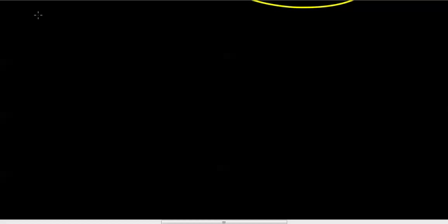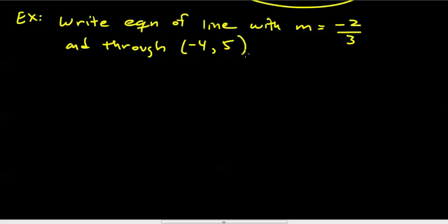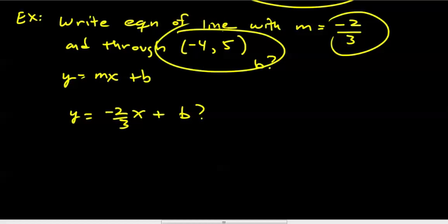Alright, up the ladder we go. Another example. Write equation of line with a slope of minus 2/3. A fractional slope, and through minus 4, comma 5. Alright, so again, I'll start out with slope-intercept form. I know the slope, but I don't know the y-intercept. I'll plug in minus 2/3 for the slope, and let's try to solve for the unknown b value. I will plug in the coordinates of the point I'm given. So 5 equals minus 2/3 times minus 4 plus b.